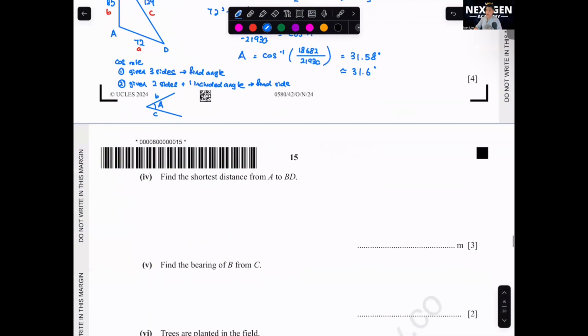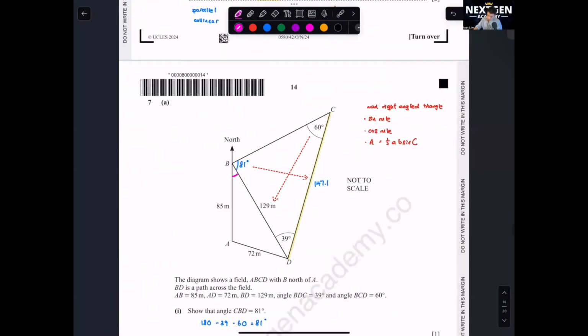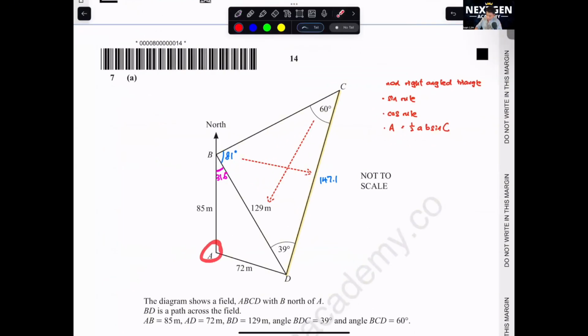Question 4. A lot of students don't know how to do this. Just now I saw you all type in the question. What is the shortest distance from A to BD? It is 31.6. From A to BD. Anyone can explain this? What is the shortest distance? 72. Okay, are you sure?